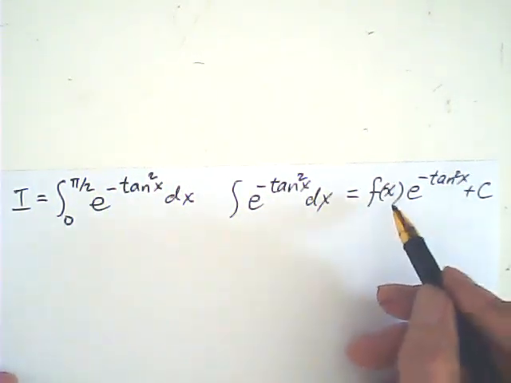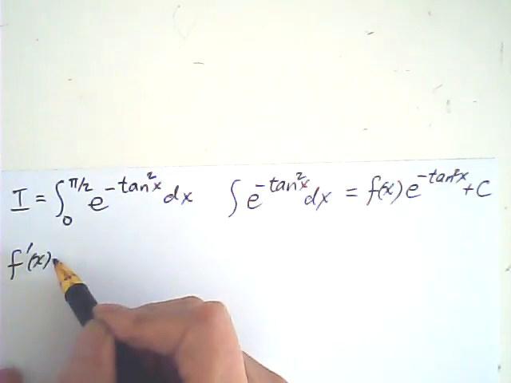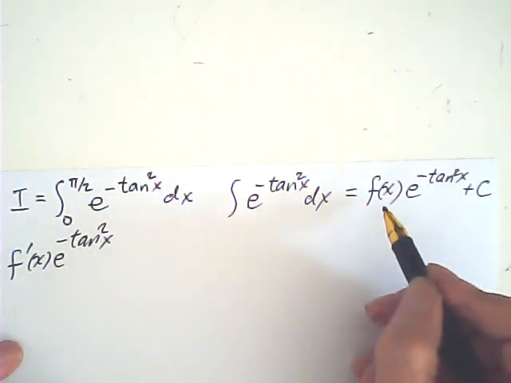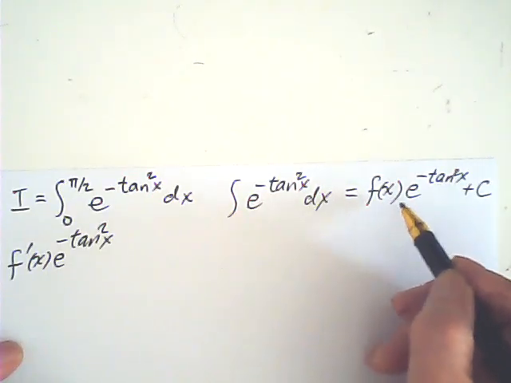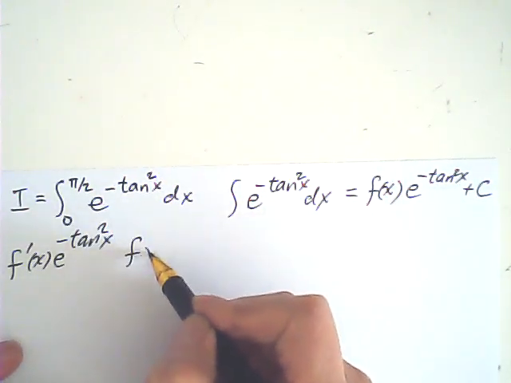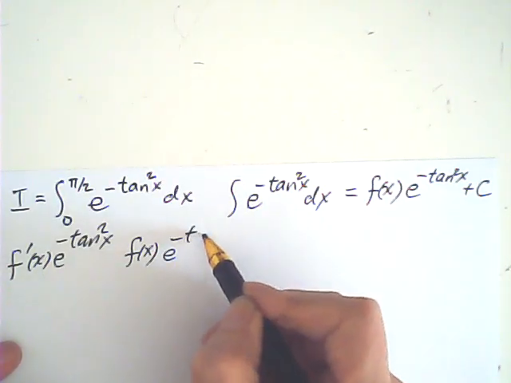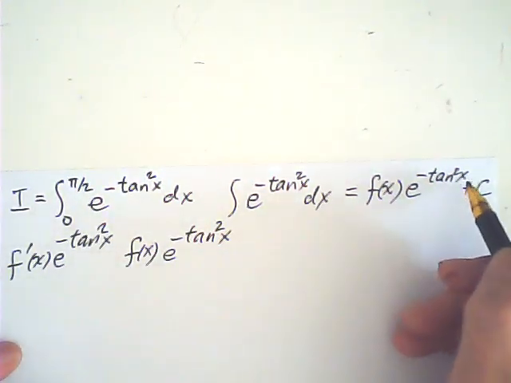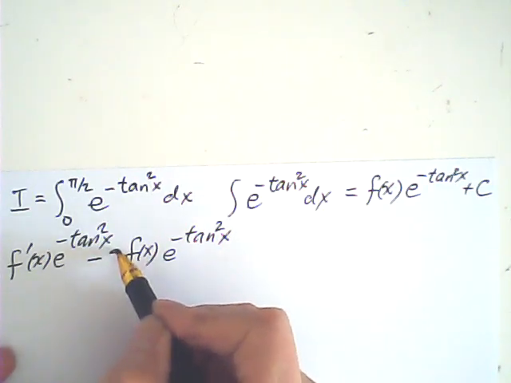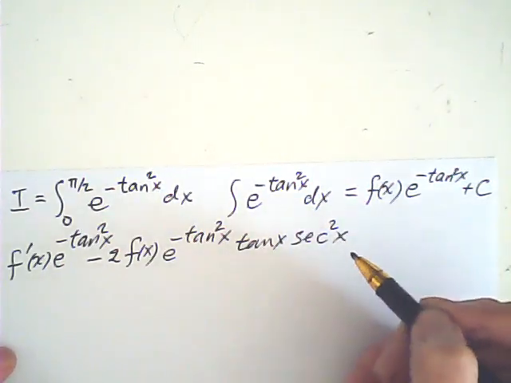Now, the right-hand side uses the product rule. So f prime of x times e to the negative tangent squared x, plus f of x times this derivative, which is e to the negative tangent squared x multiplied by the derivative of negative tangent squared x, which is equal to negative 2 times tangent x and secant squared x, right?